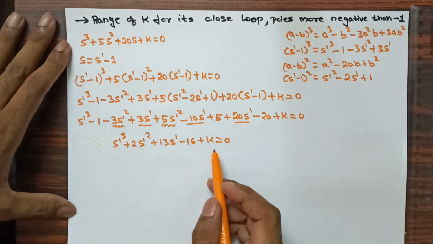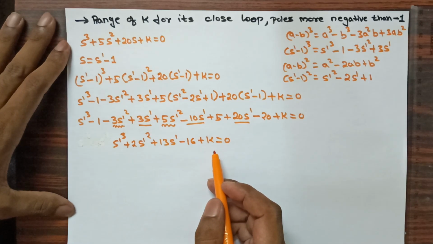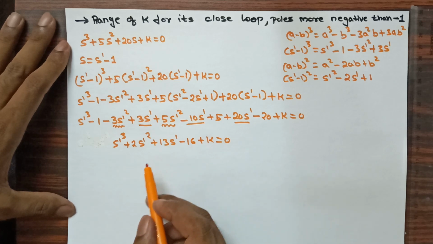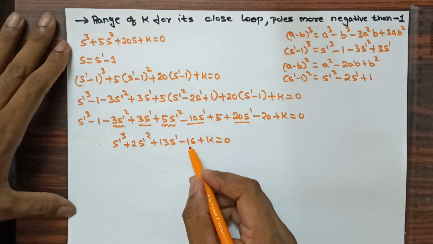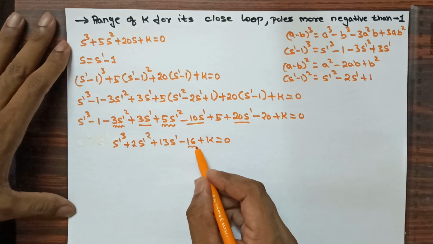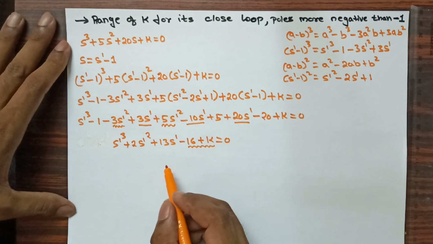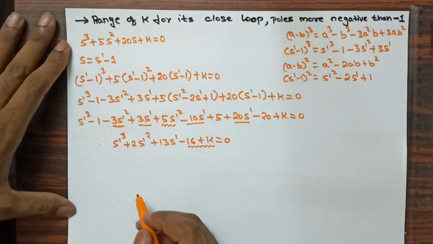Now this is the characteristic equation I got for poles more negative than minus 1. In this, the s to the power 0 term is 16 plus k. So now to find the range of k, I am going to form the Routh array, and we know the steps to find the Routh array.